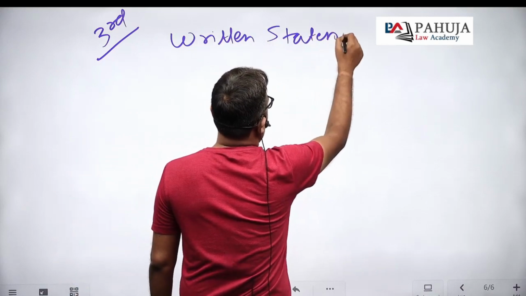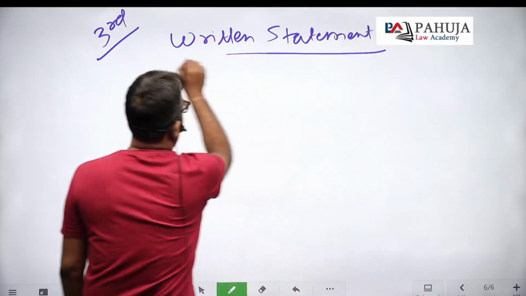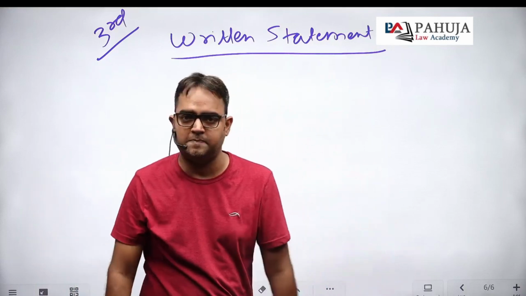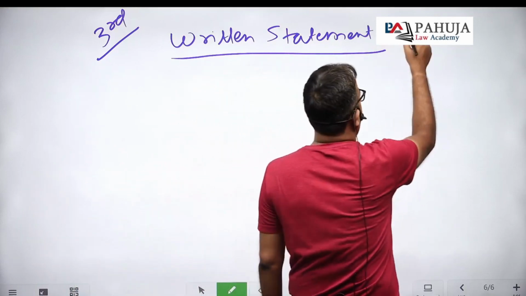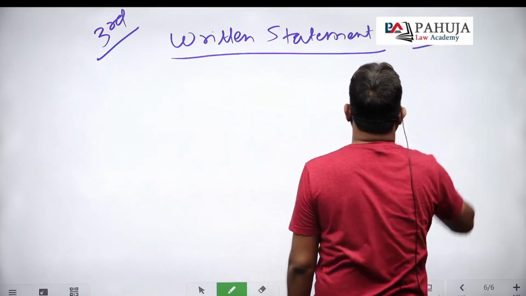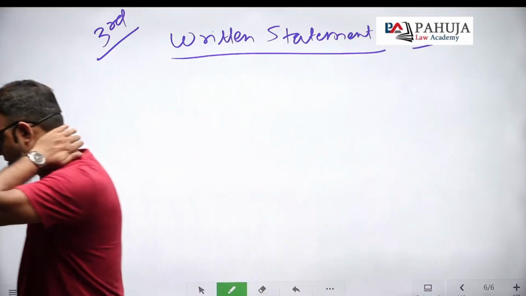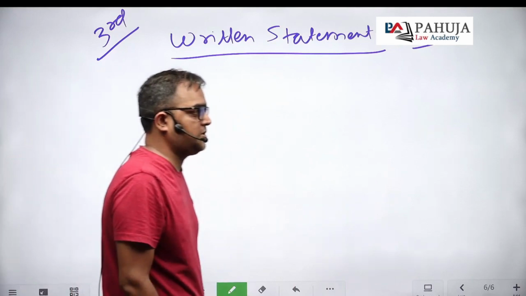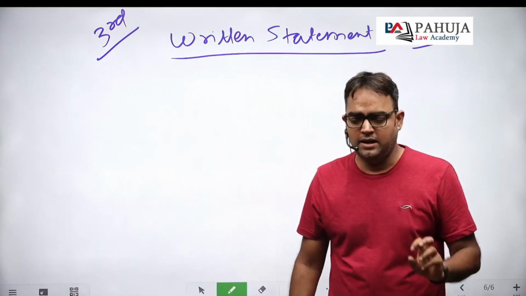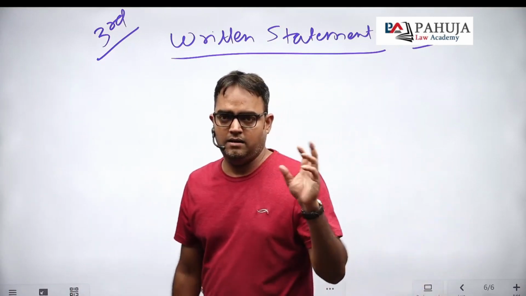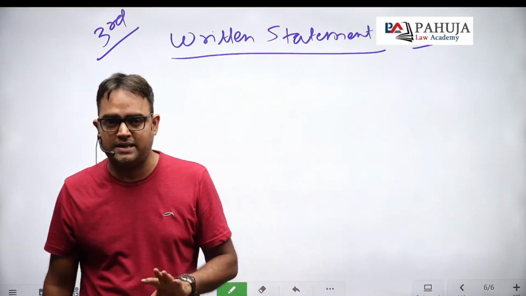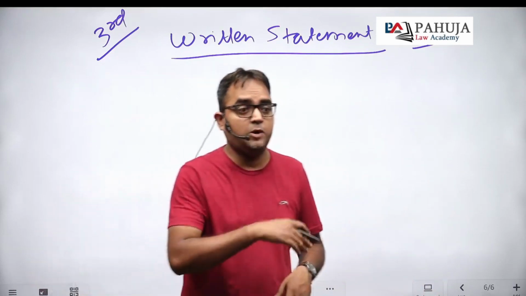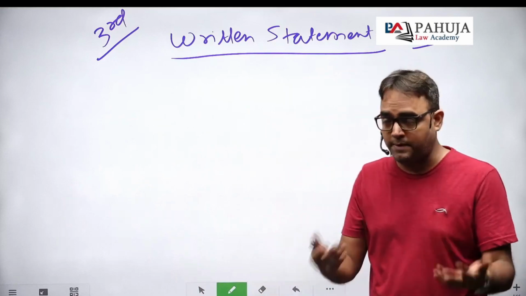Look, a written statement is basically a reply filed by the defendant. It is a reply to the allegations made in the plaint. This is under Order 8. Now look, although we use the simple expression that a written statement is a reply to the allegations made in the plaint, although this part is true, it is not complete, because there are other things in it that we are not mentioning there.